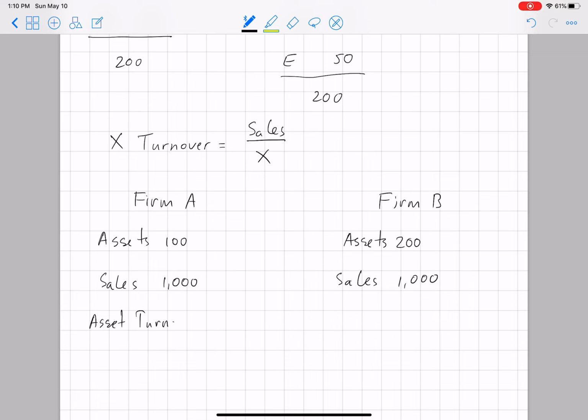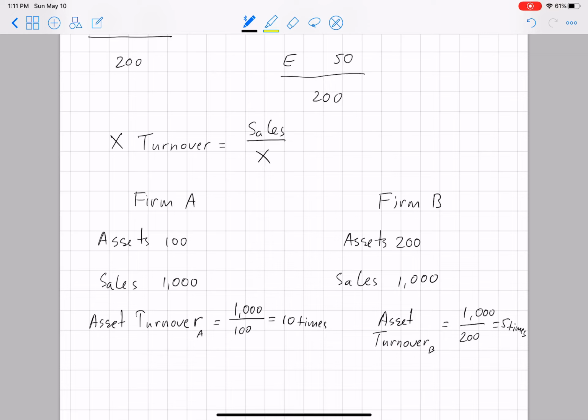So asset turnover for firm A is going to be equal to 1,000, which is your sales, divided by assets, 100, and that would be equal to 10 times. Again, you need to watch the units of measurement, not 10%, 10 times. Okay, then asset turnover for firm B would be equal to 1,000 divided by 200, and it's only 5 times. So firm A is much more efficient.